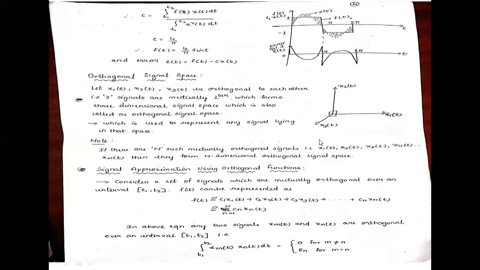Now let us take the function when both are equal, m equal to n. Wherever m is there, I substitute n. Xn of t into xn of t dt becomes the integral from t1 to t2 of xn square of t dt. This I am taking as En, the energy of the signal.